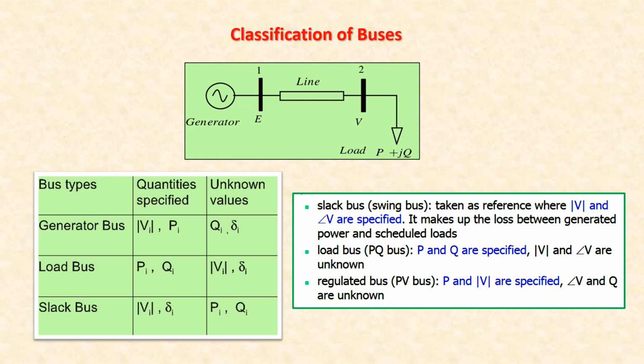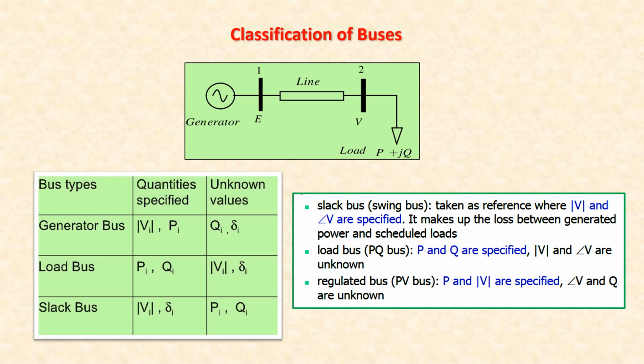In a system, out of all the buses, about 15% are usually the regulated buses or the PV buses or the generator buses. At the generator buses, the real power and voltage magnitude are specified, and the phase angle of the voltage and the reactive power need to be determined. Also, a limit on the values of the reactive power is specified at the generator buses.